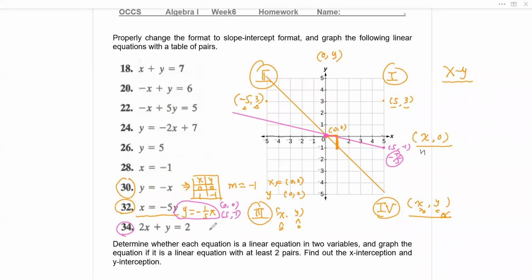Let's see 34. If you use the pair X, Y: when X equals 0, Y equals 2. When Y equals 0, X equals 1. So it passes 0, 2 and 1, 0. 0, 2 is right here, and 1, 0 is right here. So you can graph it like this.